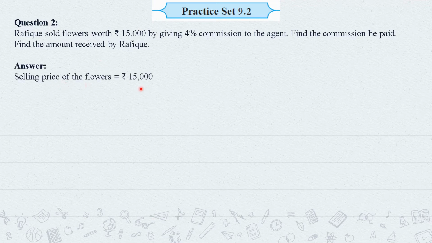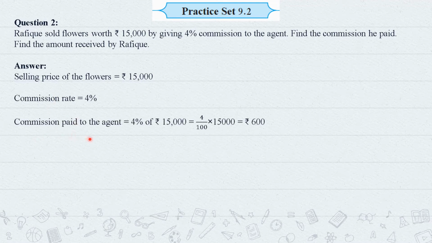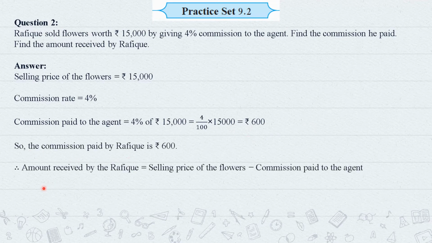Selling price of the flowers is rupees 15,000. Commission rate is 4%. Now commission paid to the agent will be 4% of the selling price, which is 15,000. So 4 upon 100 into 15,000 will be rupees 600. So commission paid to the agent is rupees 600.